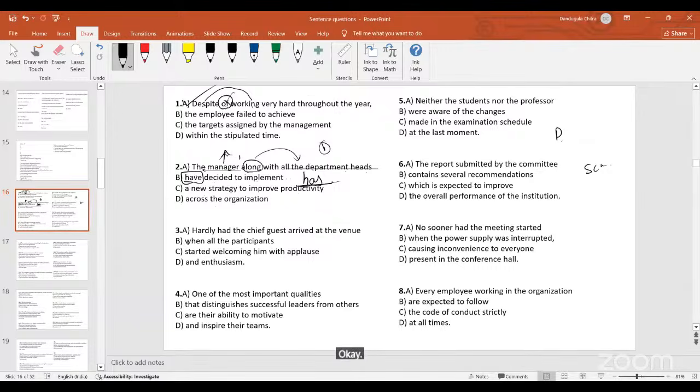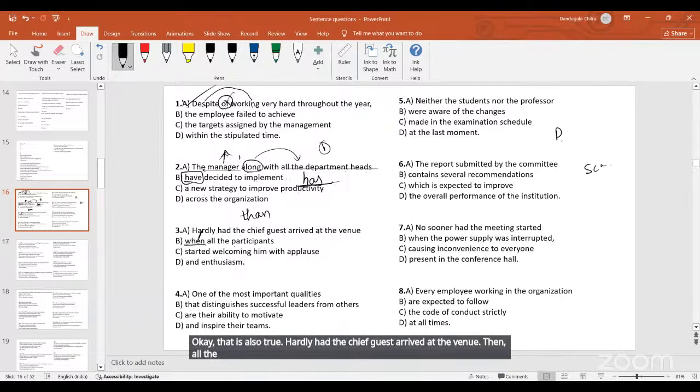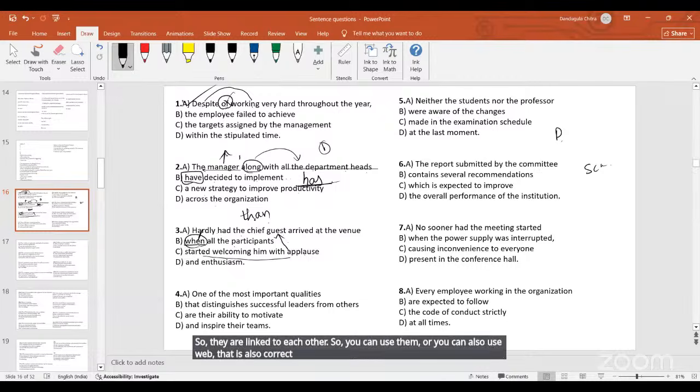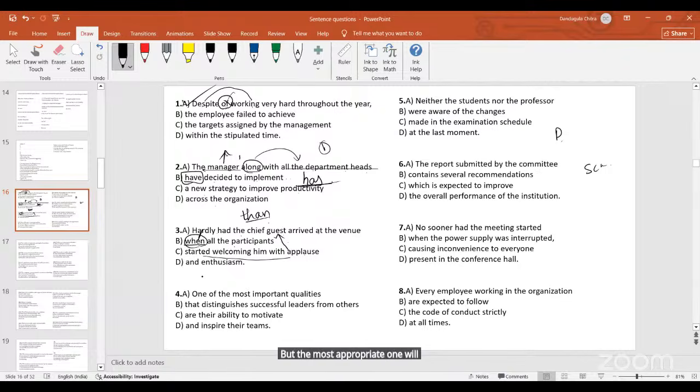Okay, we can also use when, but if we particularly check for the grammatical thing, the right linker is hardly when only. But in this case, we use then also. Okay, that is also true. Hardly had the chief guest arrived at the venue, then all the participants started welcoming him with applause because they are welcoming the chief guest only, right? So they are linked to each other. So you can use then or you can also use when. That is also right. But the most appropriate one will be then.